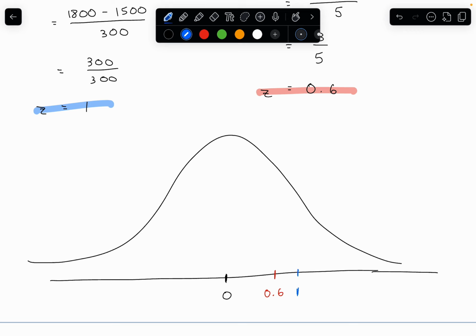So if I wanted to know which of these scores is higher compared to the other test takers, I'm just going to take the one with the higher z-score. So I would be taking Anna's test score as higher compared to the other people that took the test.